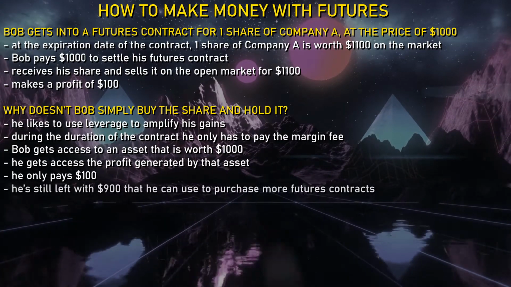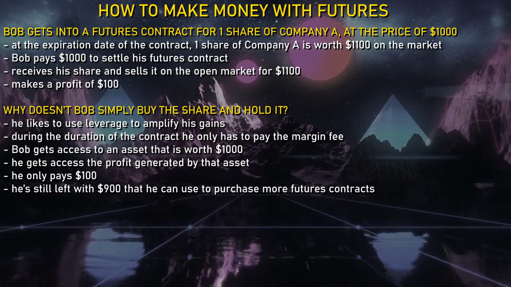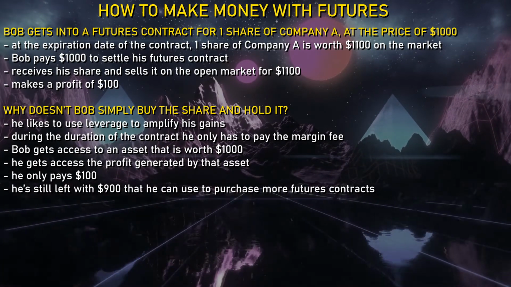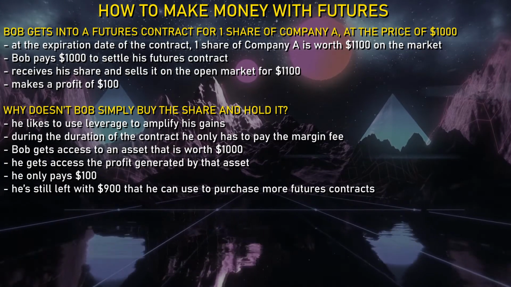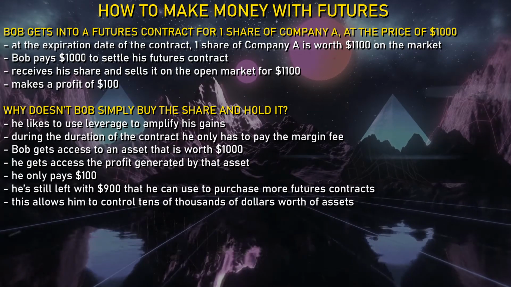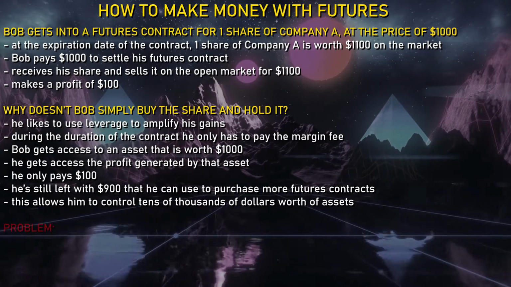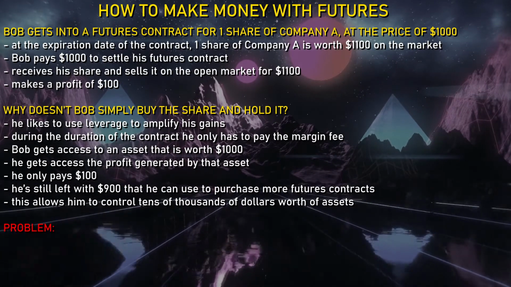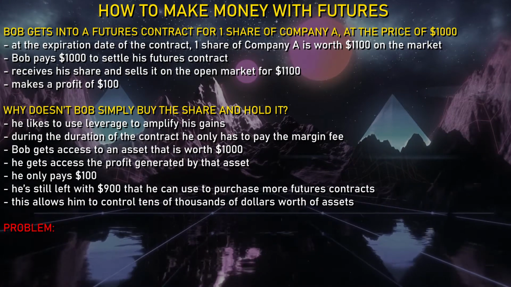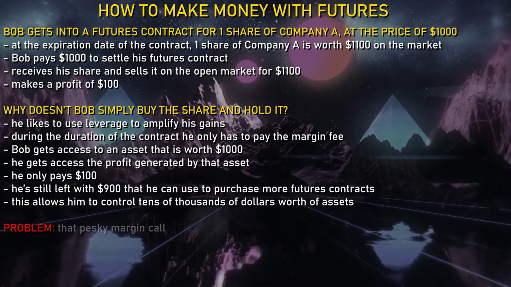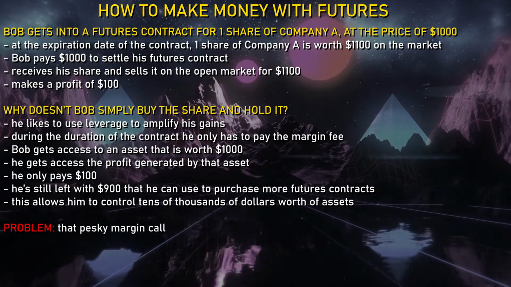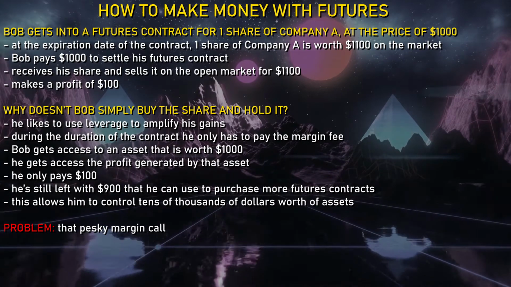He doesn't have to lock up the entire amount of $1,000. He's still left with $900 that he can use to purchase more futures contracts with different expiration dates, which will allow him to control tens of thousands of dollars worth of assets. The only problem for Bob is if the assets go down in price. If that happens, he will get a margin call, and if he doesn't have the capital to keep his position open, he will get obliterated.